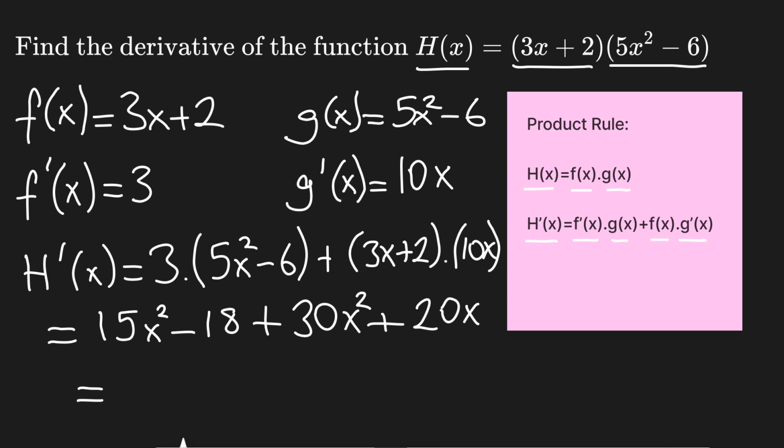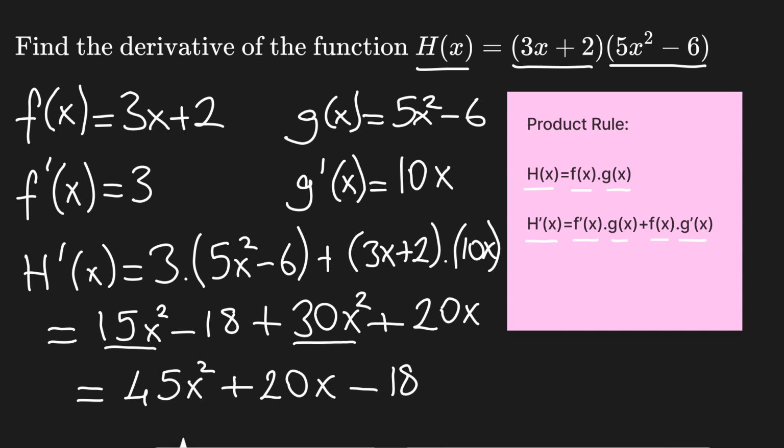Let's simplify a little bit. 45x squared, because we add 15x squared and 30x squared, plus 20x minus 18 is our solution of this question.